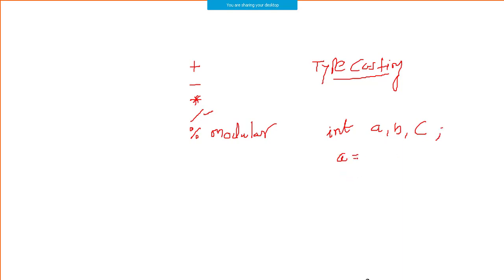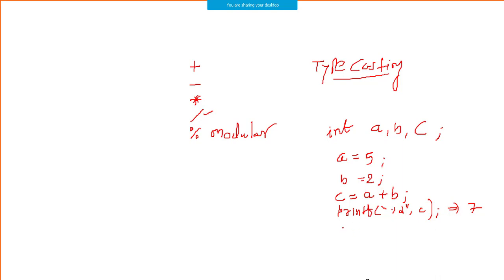Let's say I am making a equal to 5 and b equal to 2, right? And suppose I write one equation here: c is equal to a plus b. And if I do printf with percent d, comma c, then you know the answer. The answer is going to be 7. Yes or no? Similarly, if you do a minus b, it's going to be 3. Similarly, if you do a into b, it's going to be 10.